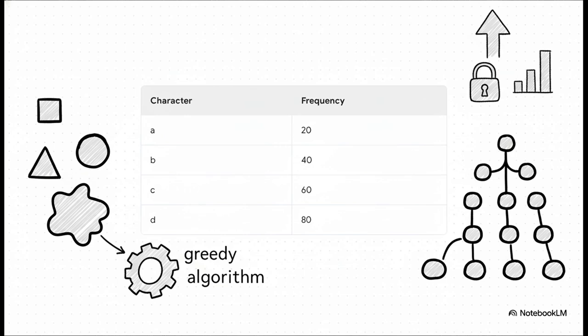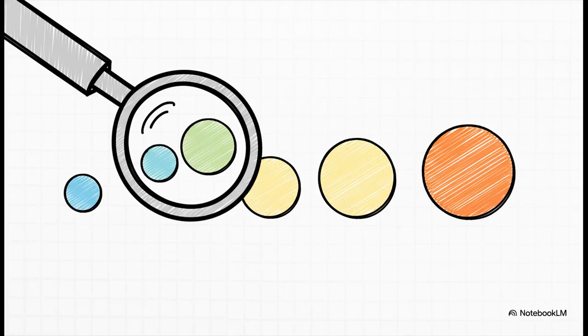Here's our data set for this example. We've got 4 characters. We have A, which shows up 20 times. We have B at 40, C at 60, and our most frequent character, D, at 80. Our mission is to use that greedy strategy to build a tree that gives us the absolute most efficient codes for this exact set of frequencies. The whole process starts with that simple, greedy choice we talked about. You look at your list of characters and you just pick the 2 with the lowest frequencies.